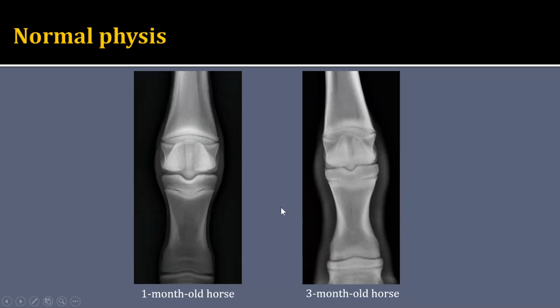Here is the distal metacarpal bone in both a 1-month-old horse and a 3-month-old horse. So here are our proximal sesamoids in these patients. Here is the physis, again with just a little bit of sclerotic, thin metaphyseal bone adjacent to the physis. And then at 3 months of age, we're starting to close. Again, just compare what the metaphysis, epiphysis, and physis look like in the normal patient.